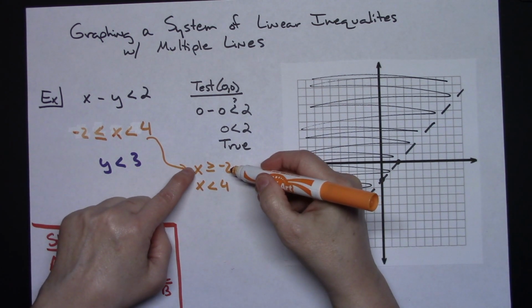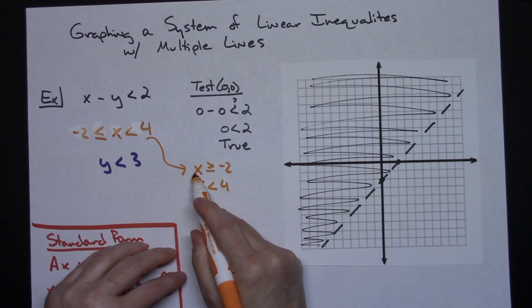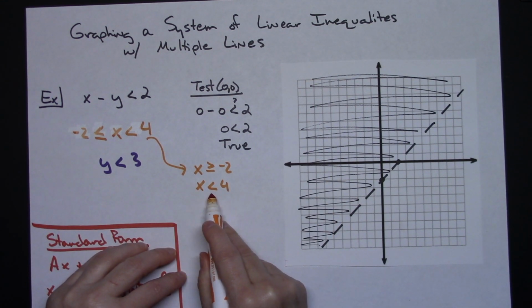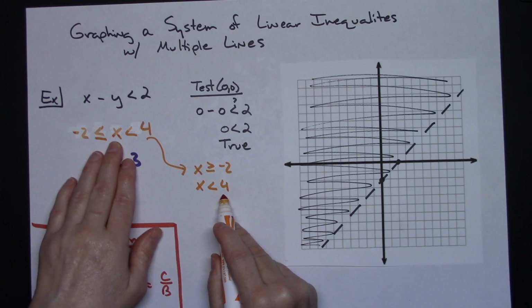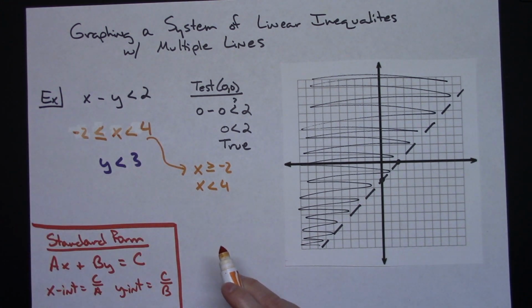I'm going to have a vertical line at negative 2, and a vertical line at 4. This will be everything that's greater than negative 2, and this will be everything that's less than 4. So in other words, I'm shading in the middle. I'm shading exactly where that x is, in between those 2 vertical lines.